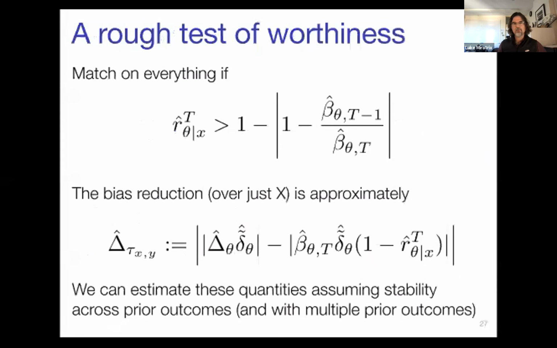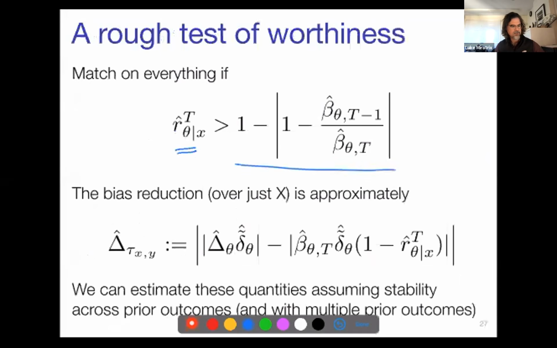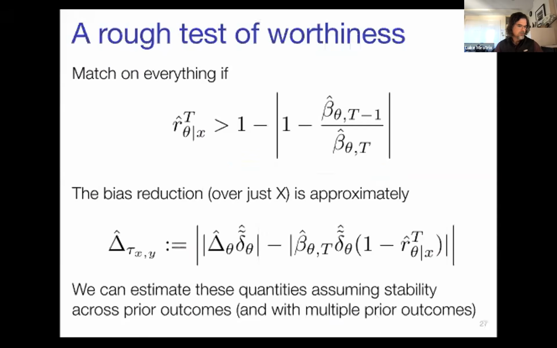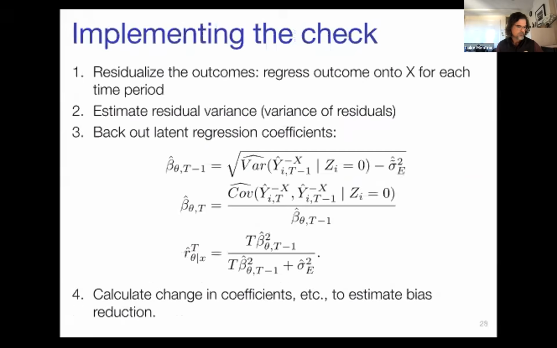Here's a rough test for whether to match on Y-pre. Match on everything if your estimated reliability term is bigger than this. This is essentially that equation I showed you before in the single time point, no covariate case, but it turns out that it generalizes to the multiple time point case with covariates. What's happening here is the bias reduction over just X is going to be this difference, and you can actually estimate all those terms and plug them in to get an estimate of bias.